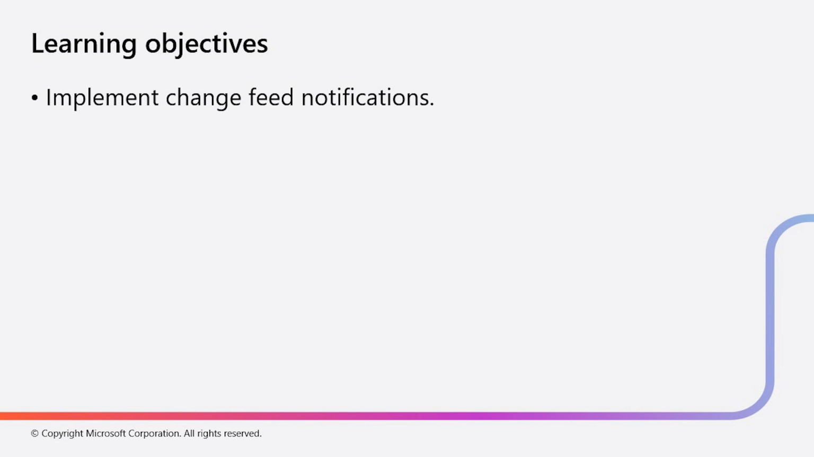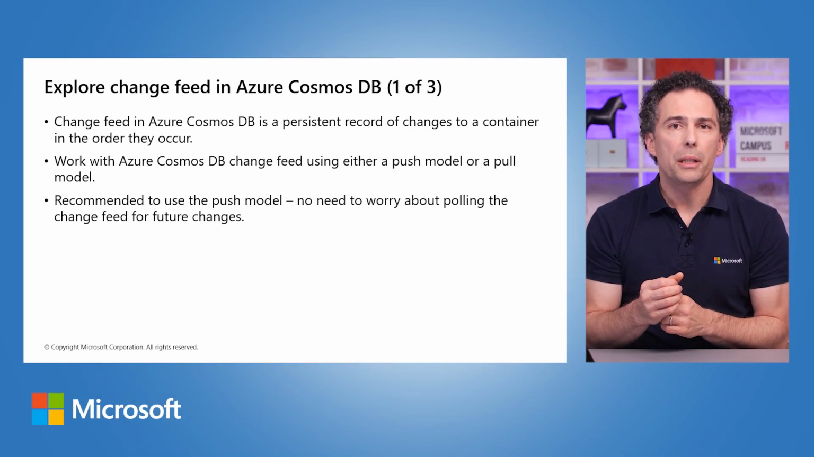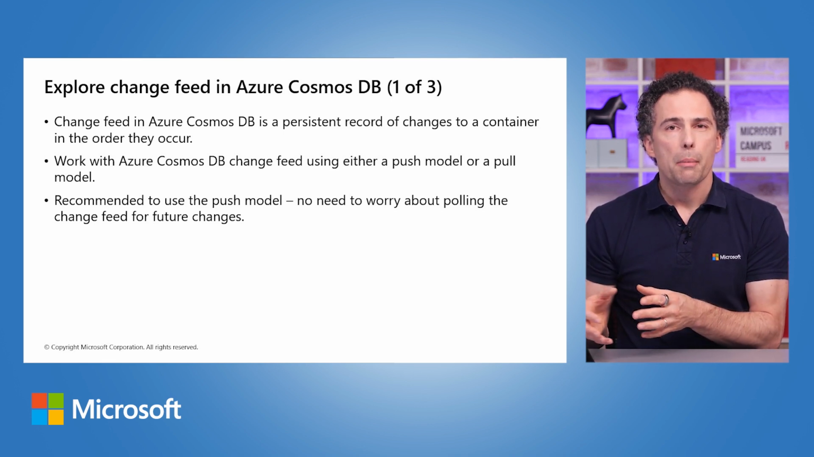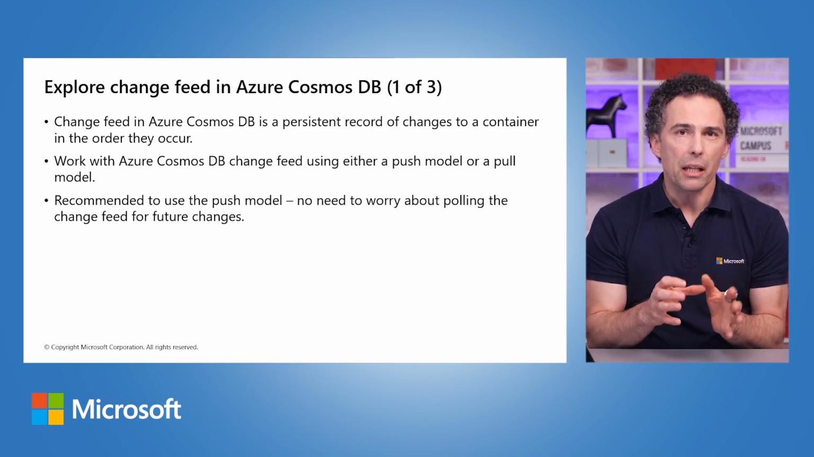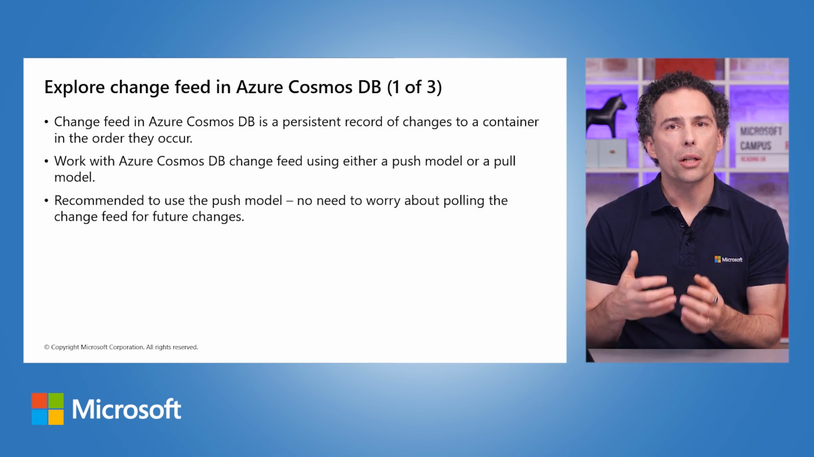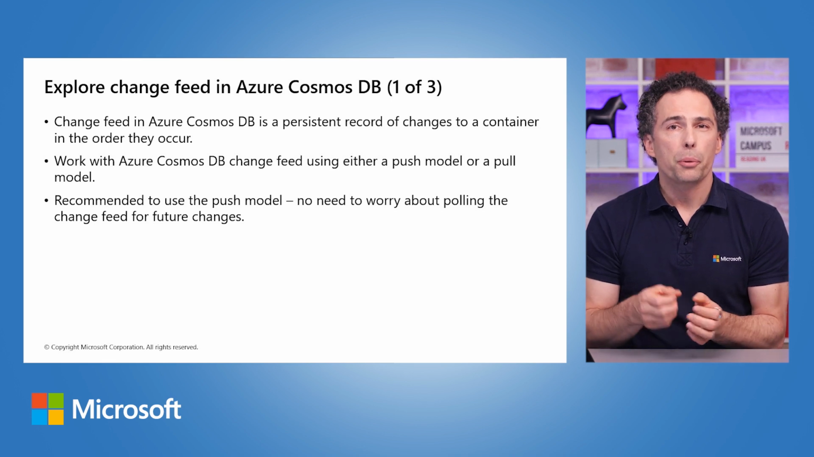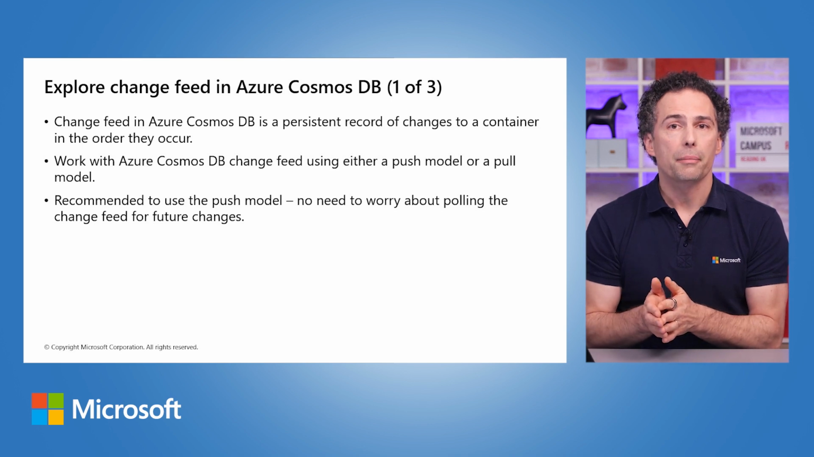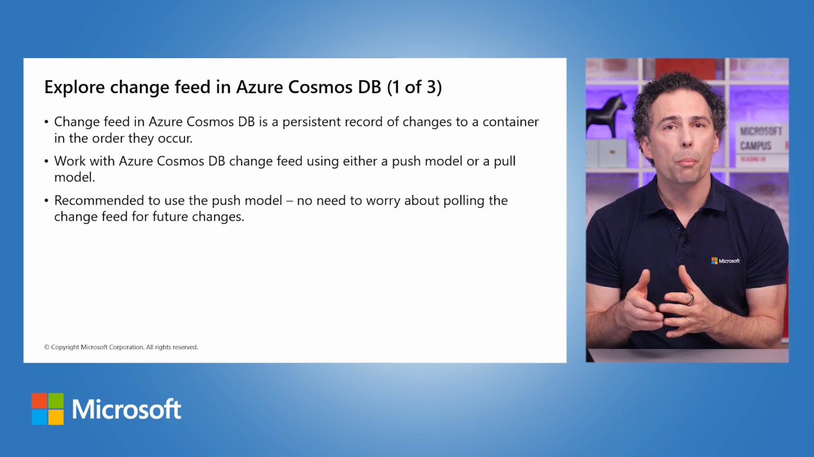Let's have a look at how to implement the change feed notifications. Change feed in Azure Cosmos DB is a persistent record of changes to a container. By monitoring an Azure Cosmos DB container for any changes, change feed produces an ordered list of documents that underwent changes in the order they occurred. The persistent changes can be processed asynchronously and incrementally, and the output can be distributed across one or more consumers for parallel processing.